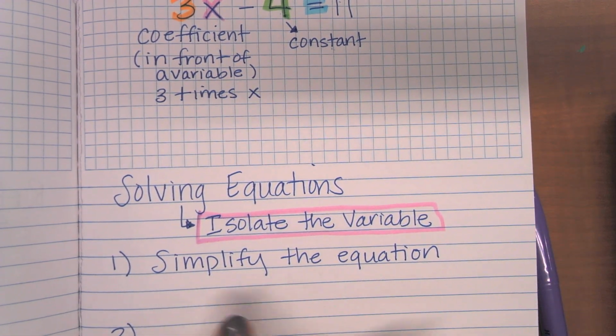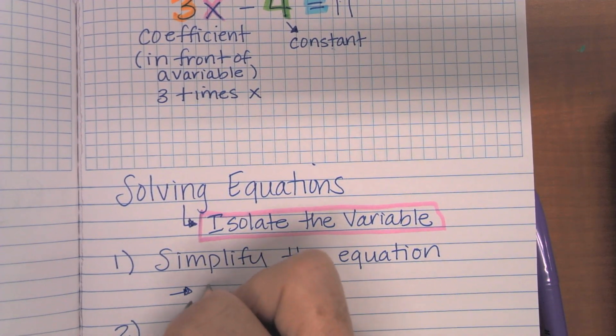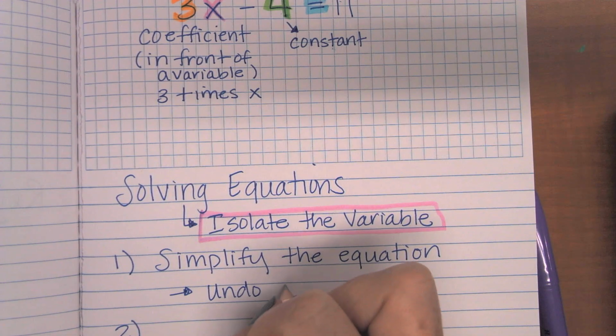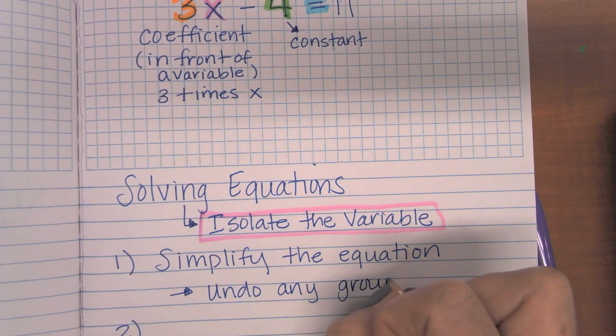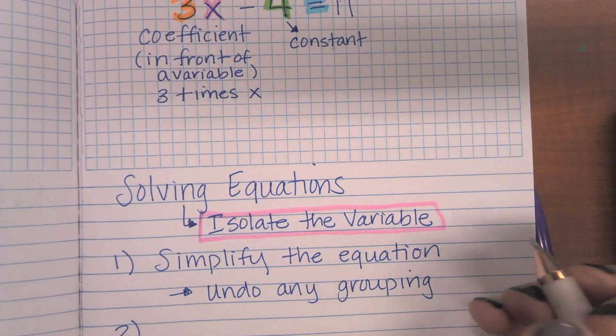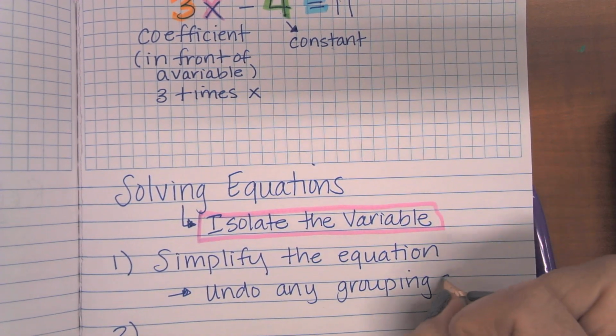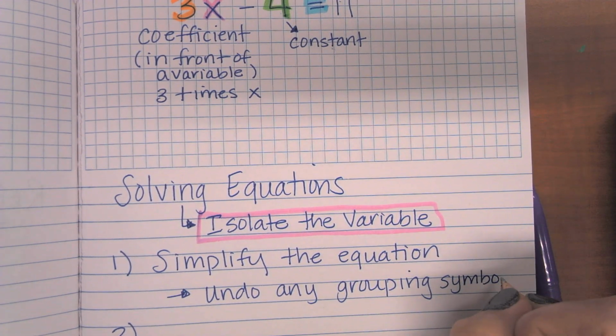So the first thing that we're going to do is simplify the equation, and we are going to undo any grouping symbols. Parentheses, we need to deal with our parentheses, we need to deal with our exponents. We will undo any grouping symbols so that we can take care of all the pieces.